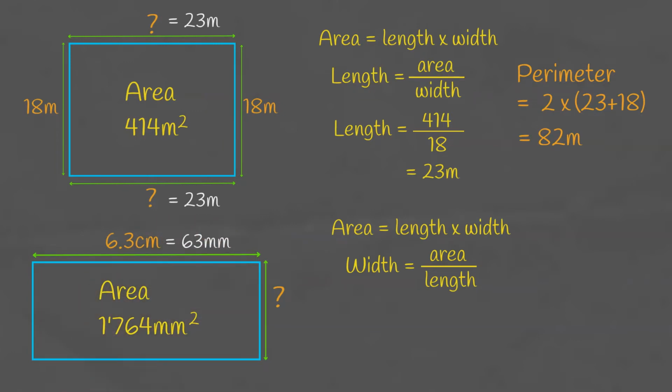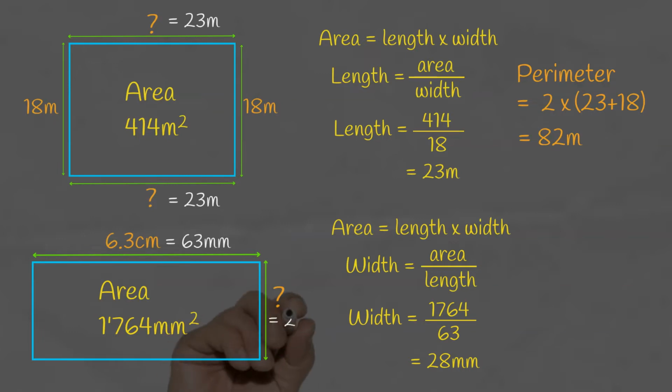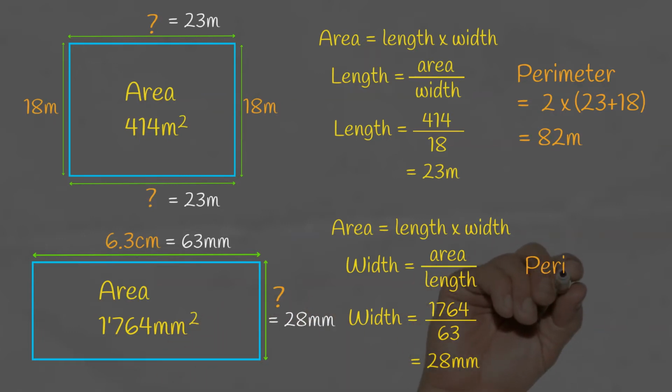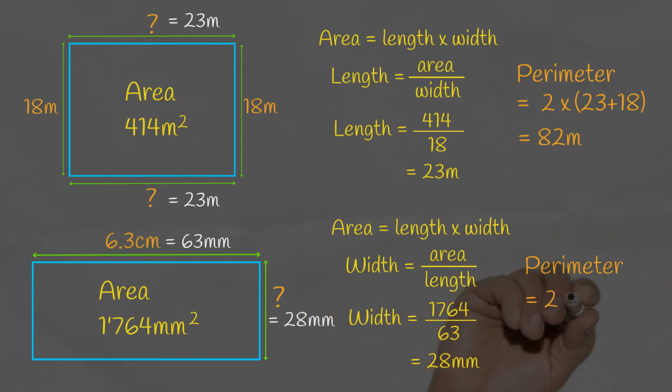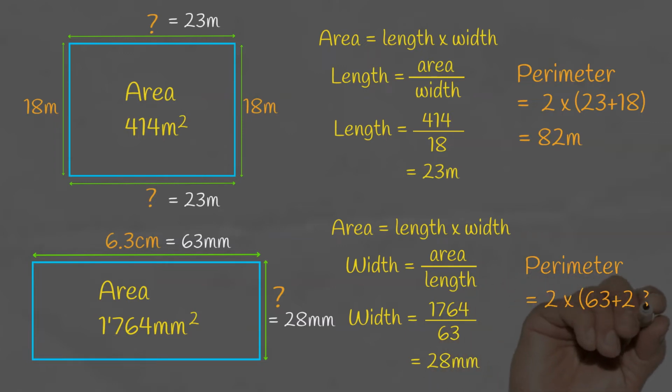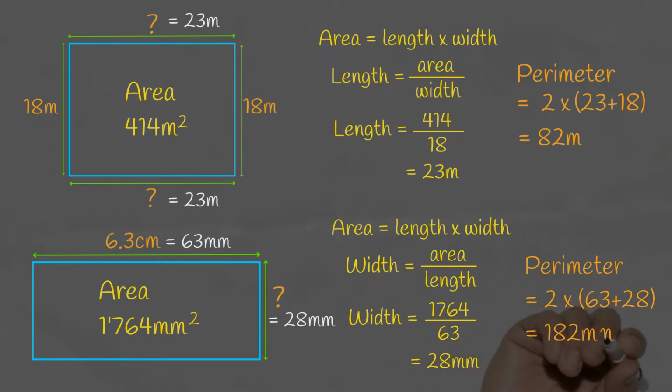So now we can find the width using these values. So the width is equal to 1,764 divided by 63, which is equal to 28 millimetres. And now because we have the length of both sides, we can work out the perimeter, which is 2 times 63 plus 28, which is equal to 182 millimetres.